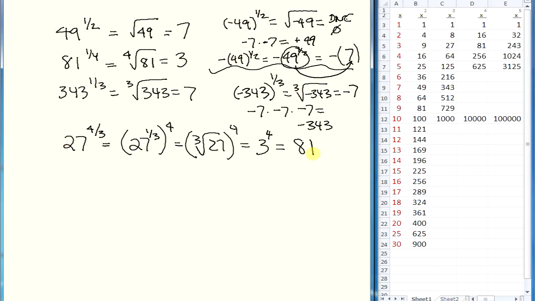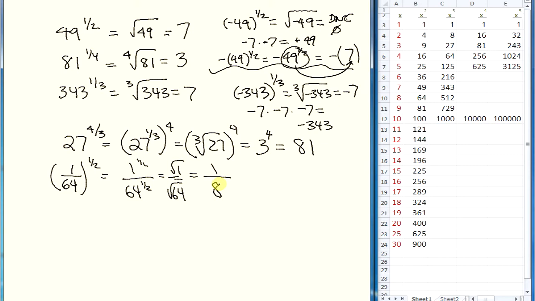Same thing with some of these other problems. For instance, if I asked you to do 1/64, and I asked you to raise that to the 1/2, I could use my exponent rules and realize what I'm really asking for is 1 to the 1/2 and 64 to the 1/2. Well, 1 to the 1/2 is really the square root of 1, which is 1 for the numerator. 64 to the 1/2 would be the square root of 64, which is 8, and I get an answer of 1/8.